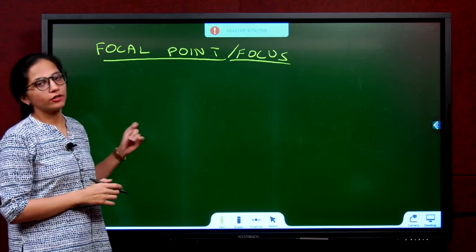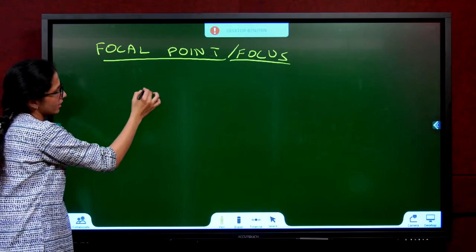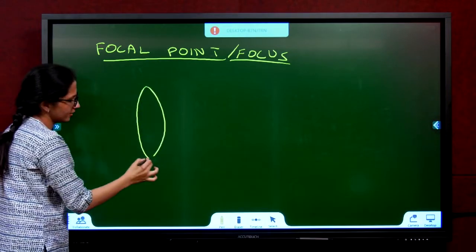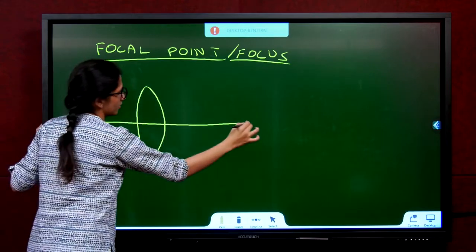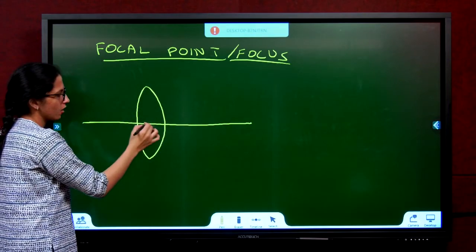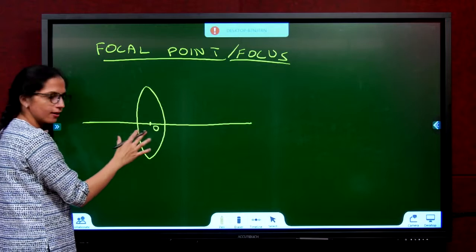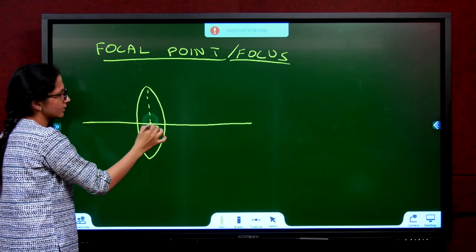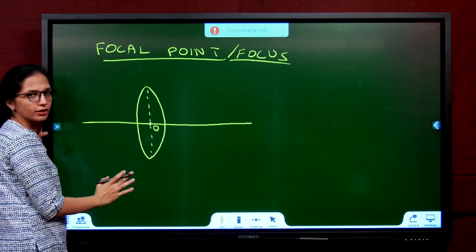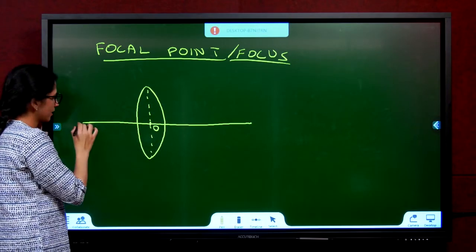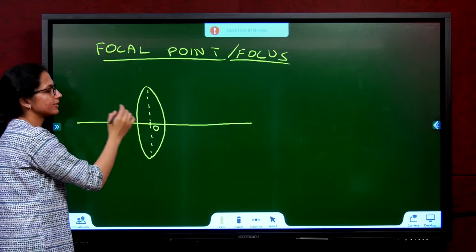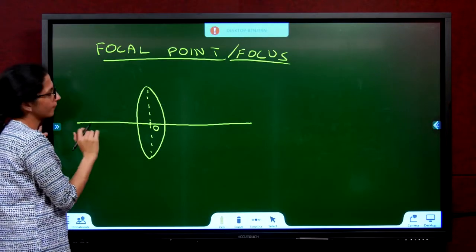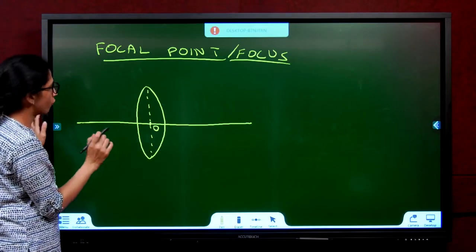Next, focal point or focus. If I have a convex lens here, so first we draw the principal axis. Always remember the optic center will be on the principal axis itself. This is like the aperture type. Draw a dotted line joining these two points. Okay, this we just draw for simplicity to show the ray is bending over there. So now, what is a focal point?